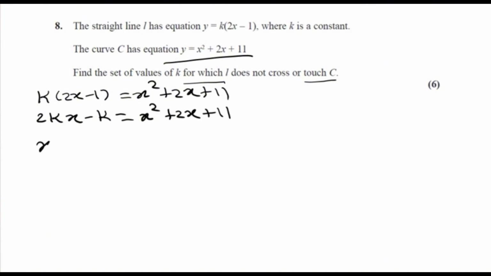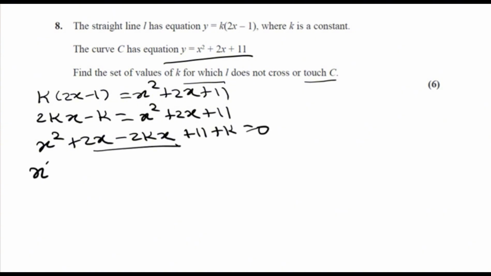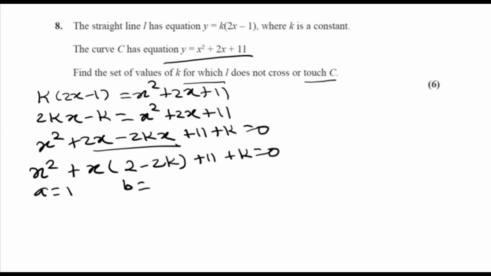I write it in general form. So x squared plus 2x minus 2kx plus 11 plus k is equal to 0. These are like terms, so x is common: (2 minus 2k) x plus 11 plus k equal to 0. Now we know the line is not touching, meaning b squared minus 4ac is less than 0. For that I have to find the values of a, b, c. a is equal to 1, b is equal to 2 minus 2k, and c is equal to 11 plus k. b squared minus 4ac less than 0.